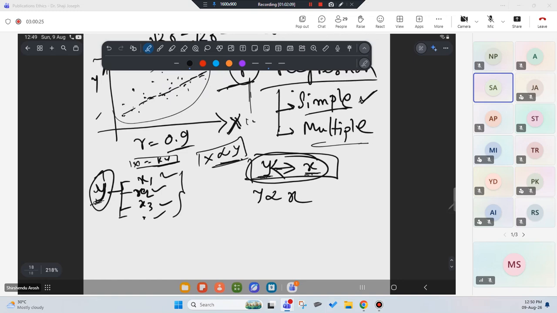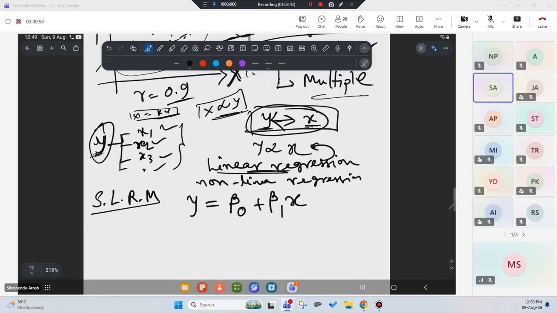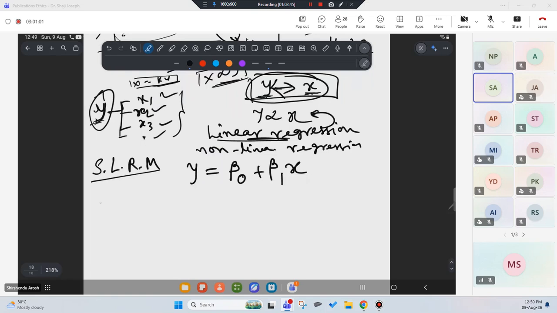Something is called the linear regression model and the non-linear regression model. The linear regression model is what I'm talking about, x versus y. Typically, if I say simple linear regression model, it would look something like this: y is equal to beta 0 plus beta 1 x. This is a standard process; you have to write this equation.